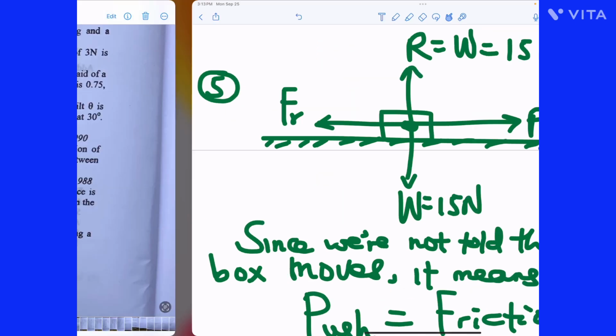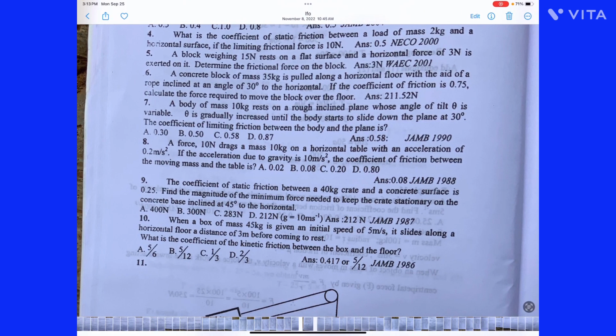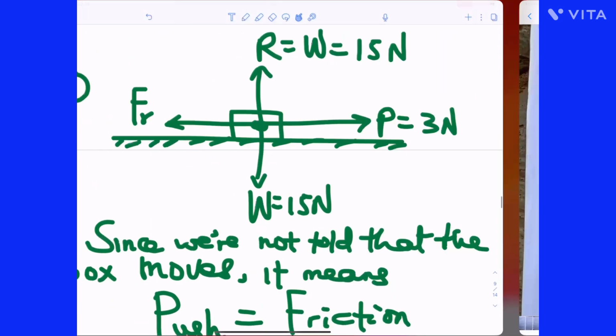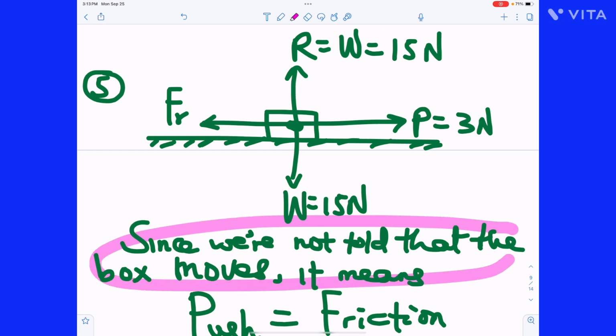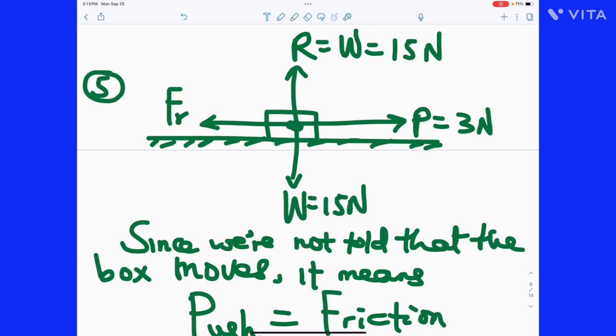Number 5 is similar. Question 5 says, a block weighing 15 Newton rests on a flat surface, and a horizontal force of 3 Newton is exerted on it. Determine the frictional force on the block. Okay. Here we are not told that the box moved. Since we are not told that the box moves, it means that the box did not move.